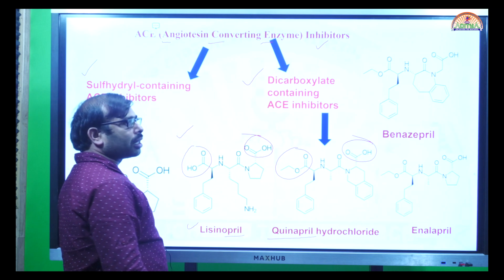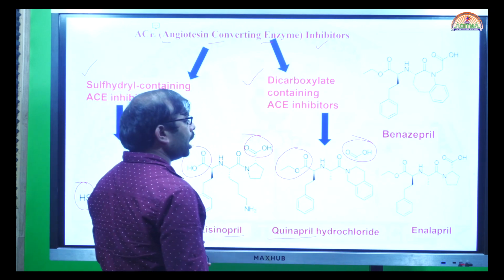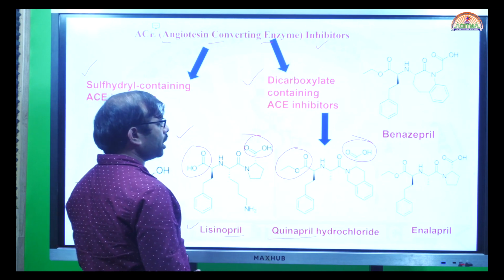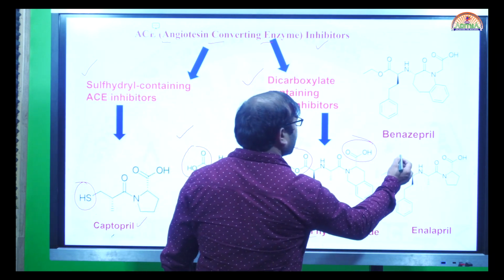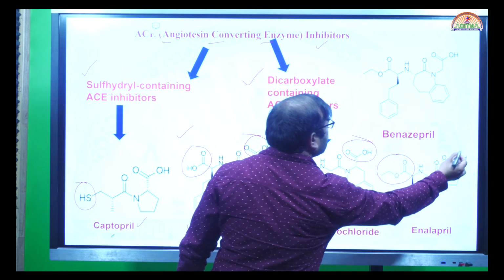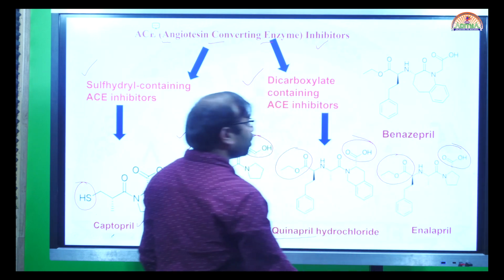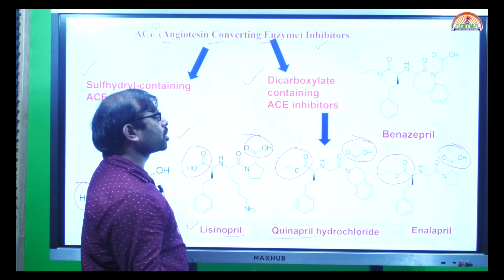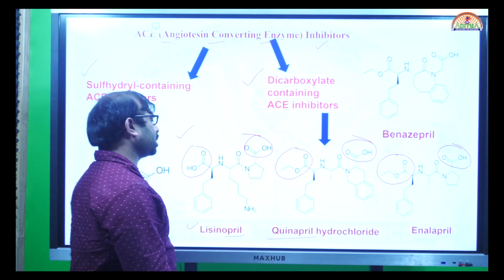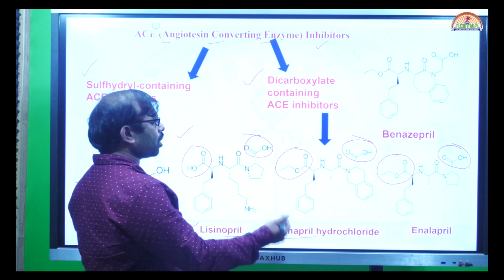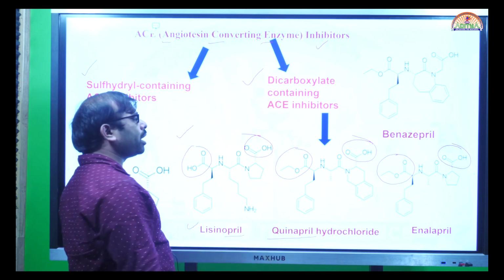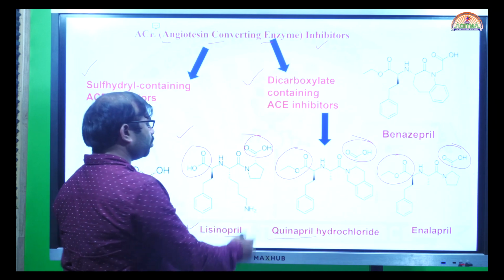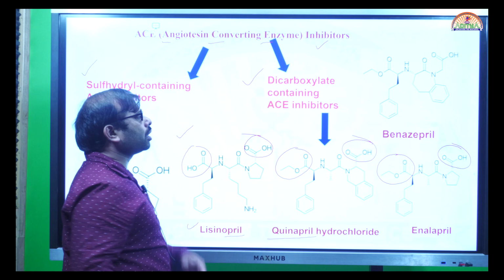Another molecule in this class is enalapril. Enalapril is an almost similar molecule. It also has the dicarboxylic acid, again with one carboxylic acid in the form of ethyl ester and the other in the form of free carboxylic acid. So lisinopril and enalapril are almost analogs, with a very minor variation in the structures, because of this butylamine side chain.